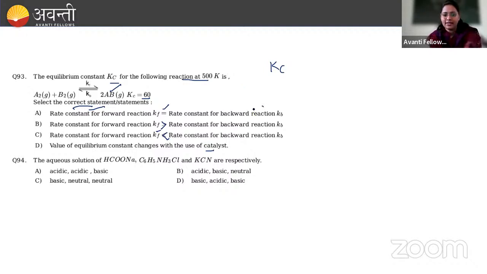Yes, any answers? So here, Kf/Kb, how much is it given? 60 is given. Okay, Kc is the forward reaction rate constant divided by the backward reaction rate constant. So how much is it? It is 60. When will it be greater? When our forward is greater than backward. So our correct option here will be option B: the rate constant for the forward reaction will be greater than the rate constant for the backward reaction.